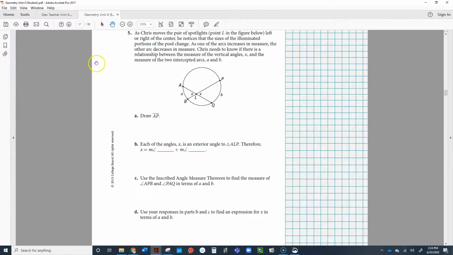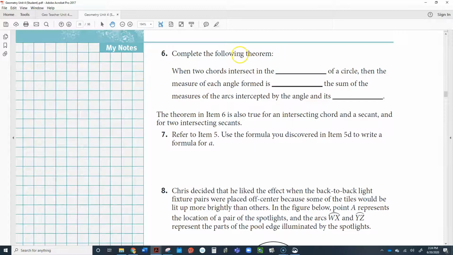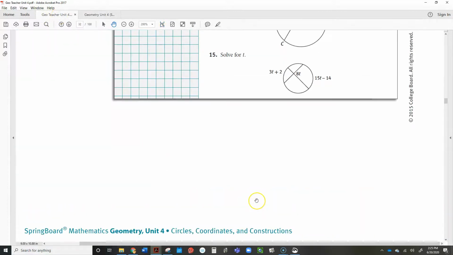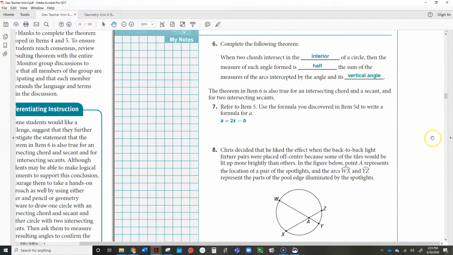So let's go back over here. Let me blow this up a little bit so it's bigger, and we'll fill this in. It says complete the following theorem. When two chords intersect in the interior of a circle, then the measure of each angle formed is half the sum of the measure of the intercepted arcs by the angle and its vertical angle. So it takes the two angles, and you're finding the measure of either one of them.